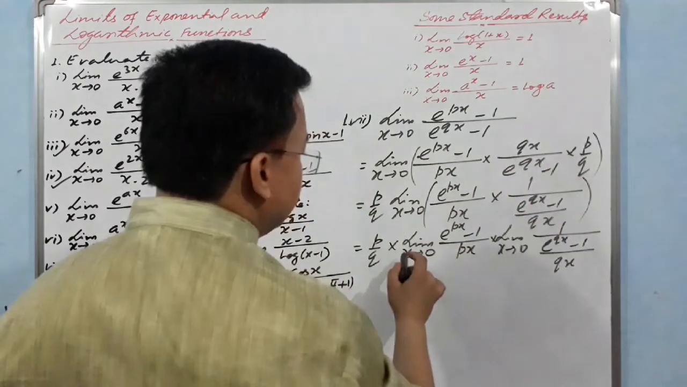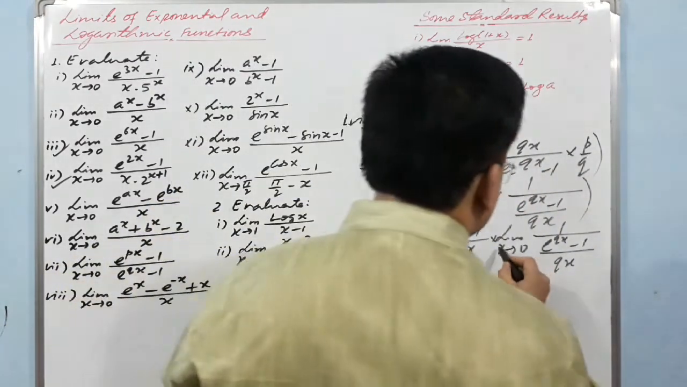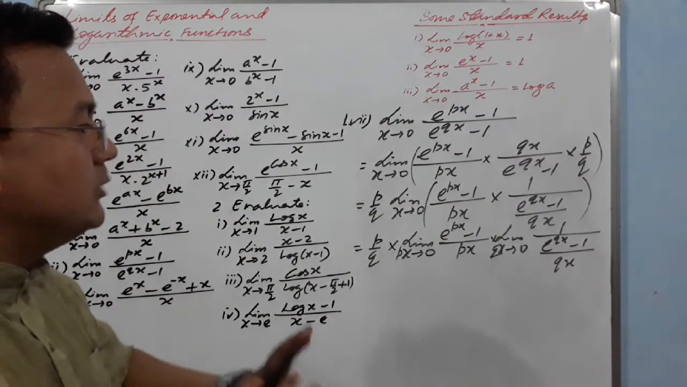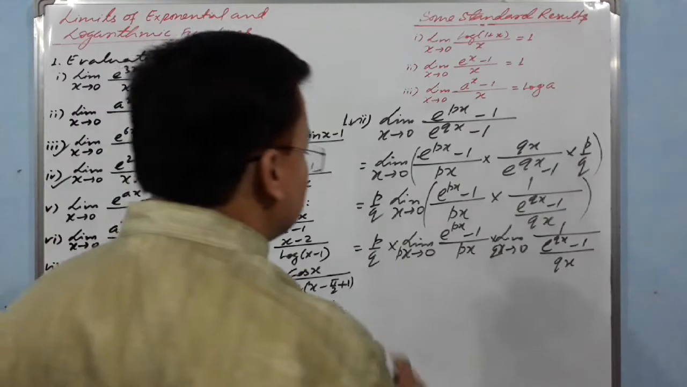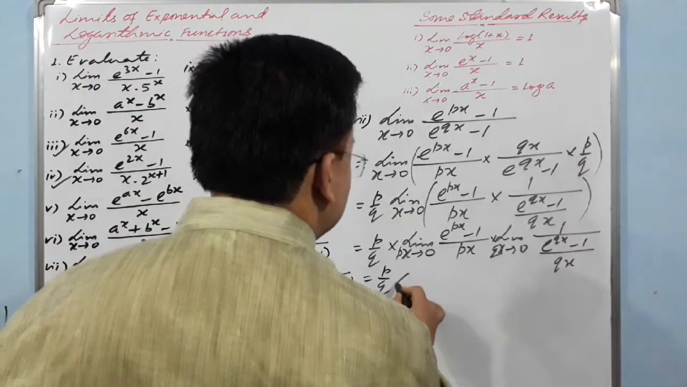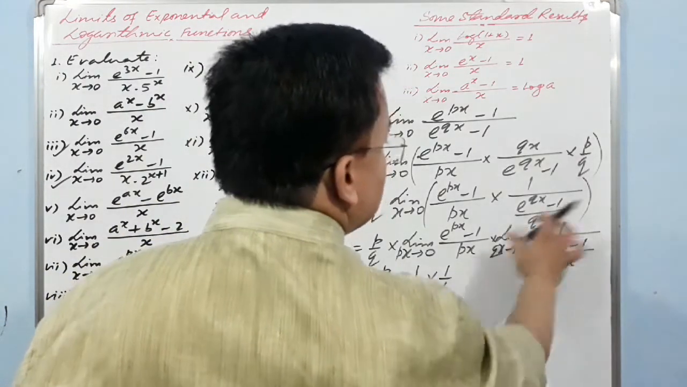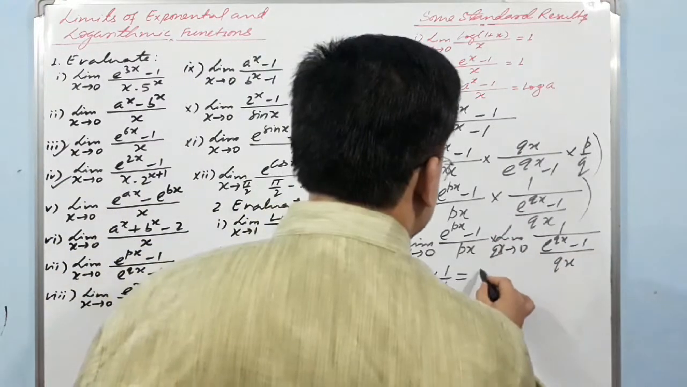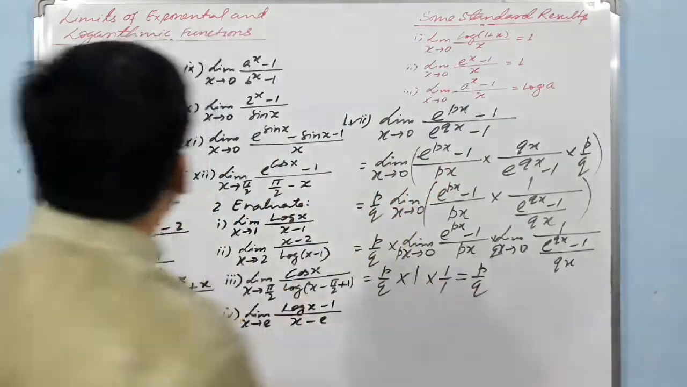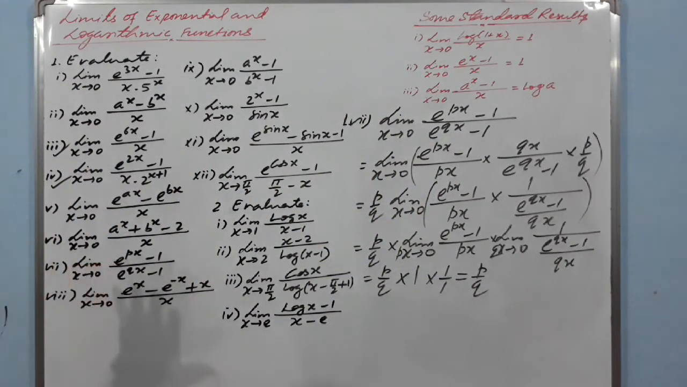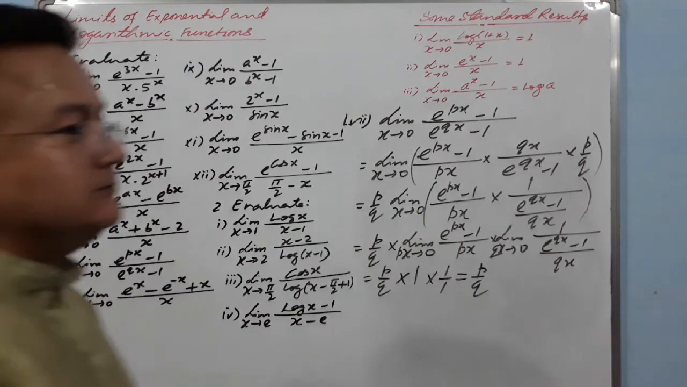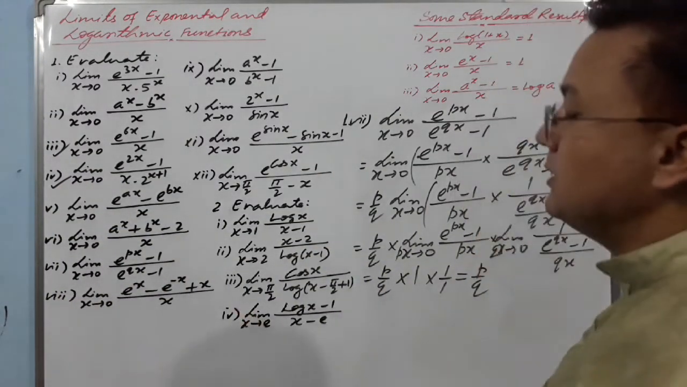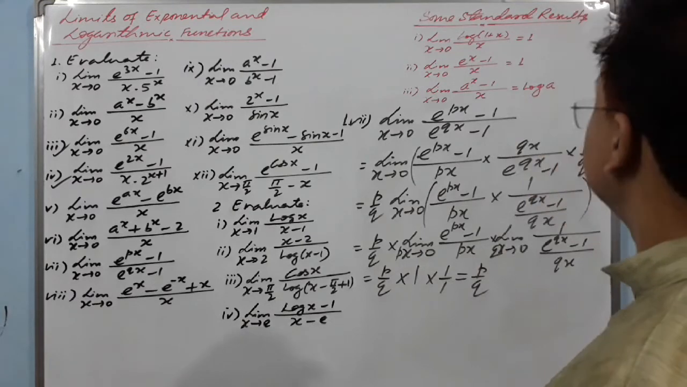If x tends to 0, px also tends to 0, and qx also tends to 0. If you forget to write that down, even then no matter, you are going to get full credit. This is equal to p upon q times 1 upon 1. The limit of this one is 1, the limit of this one is 1. So it is equal to p upon q. This is the limit of this function. So easy, alright? Now I think you understood, right? No problem. Now I'm going to tell you the last question.